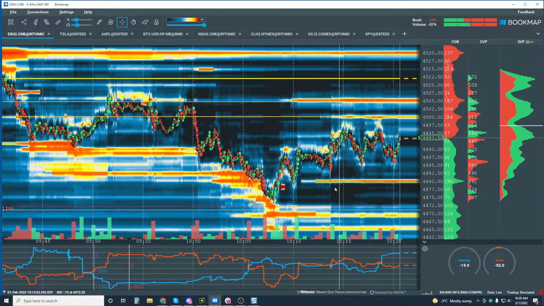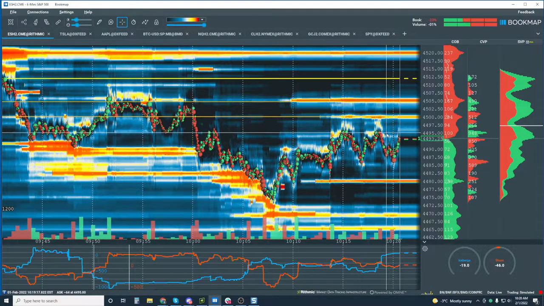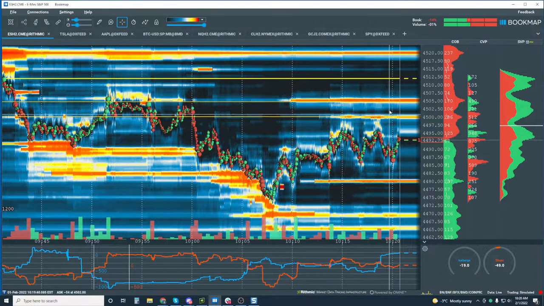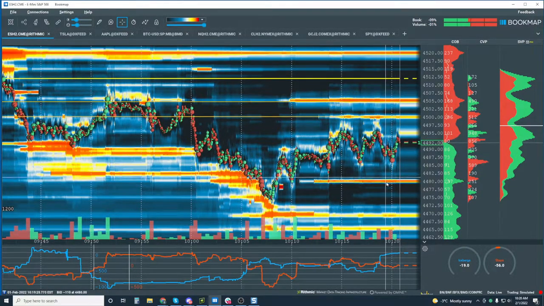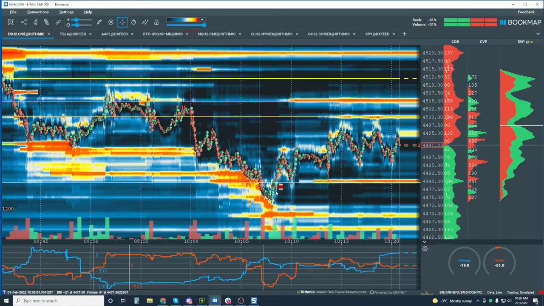So we're back to current market. Let's see if we get our buyers up here. If we do, we should get a move right back to 4,500, maybe 05. That's what we're looking for right now after catching up.